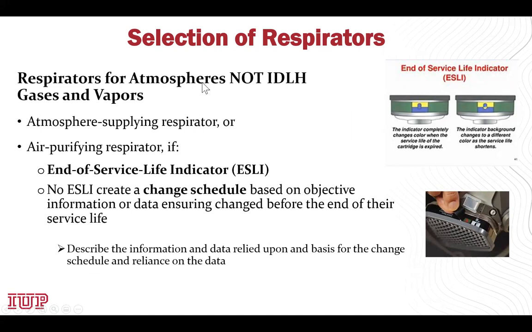More on selection. Respirators for atmospheres not IDLH, gases and vapors: an atmosphere supplying respirator or air purifying respirator. If you have an end of life service indicator, that is over here, you'll have a color change whenever the indicator shows, or in this one down here, it'll change colors indicating that its service life is exhausted. If you have no end of life service indicator, create a change schedule based on objective information or data, ensuring the cartridge is changed before the end of its service life. Describe the information and data relied upon and the basis for the change schedule and reliance on that data. So you want to document how you made that determination.